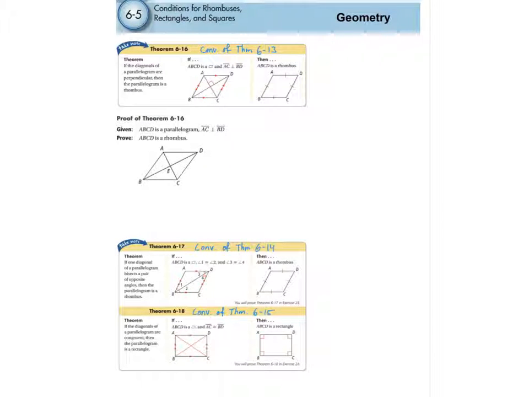So, in section 6-5, we are given these three theorems. These three theorems are just converses of previous theorems. Okay, so 6-16 is the converse of 6-13, 6-17 is the converse of 6-14, and 6-18 is the converse of 6-15. This first example is a proof.